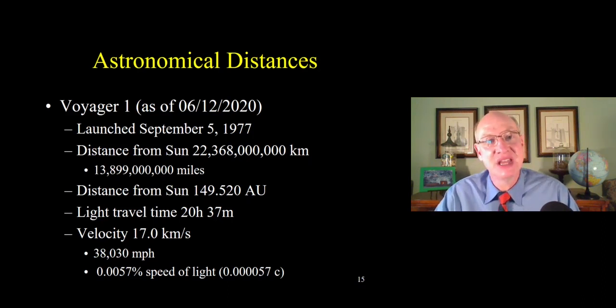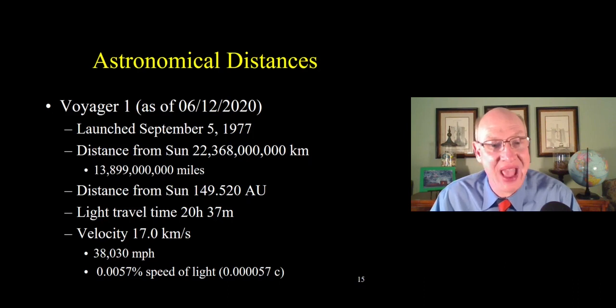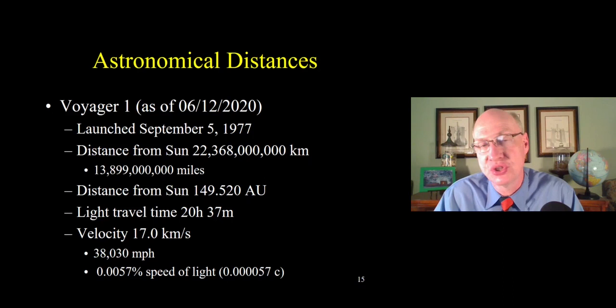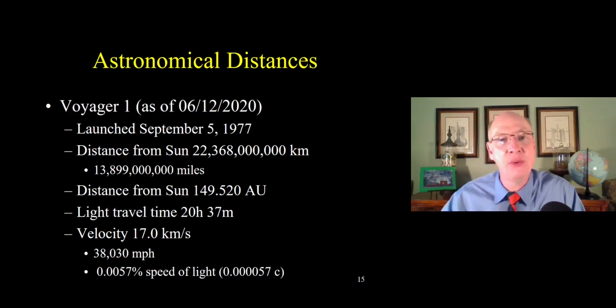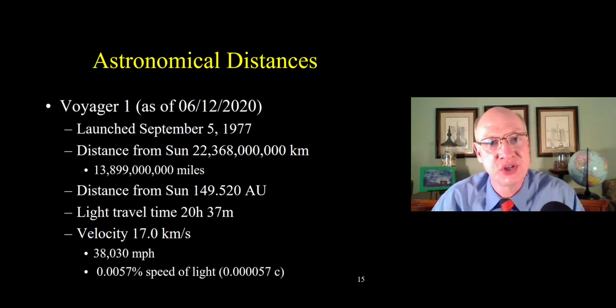And the length of time it takes you to say 1,000, light travels 186,000 miles. Yet the time it takes light traveling that fast to get from Earth out to Voyager 1 is 20 hours, 37 minutes. If I were to broadcast a signal to Voyager 1 right now, it would take 20 hours and 37 minutes for that signal to get out to Voyager 1.